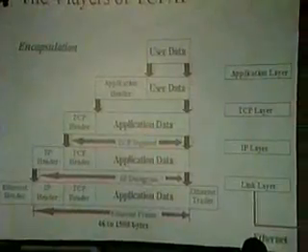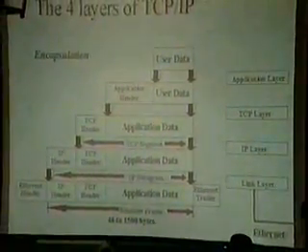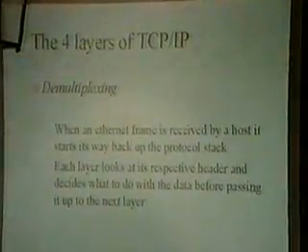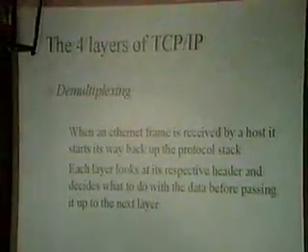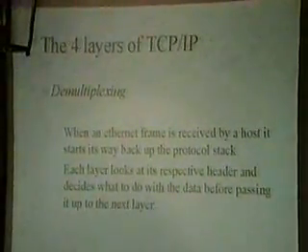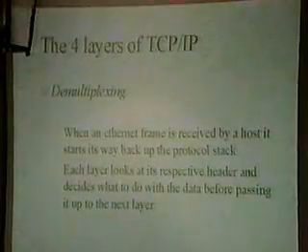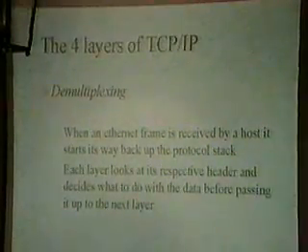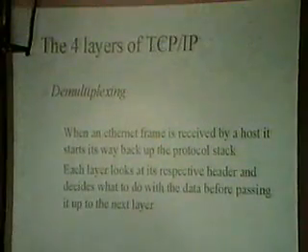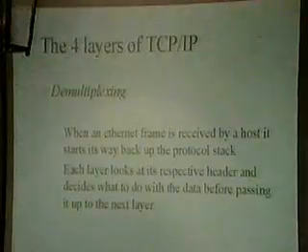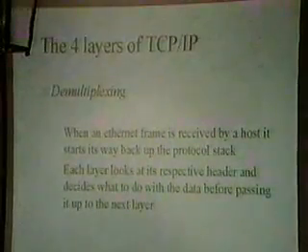And that data would now go across the Ethernet, and once it's handled by the other machine, once that piece of data is sent across the wire, what happens is demultiplexing. It's the exact opposite of what happened just a minute ago. When an Ethernet frame is received by a host, it starts its way back up the protocol stack. Each layer will look at its respective header and its footer, if there was a footer for that layer, and it decides what to do with that data next before it passes on to the next layer up.